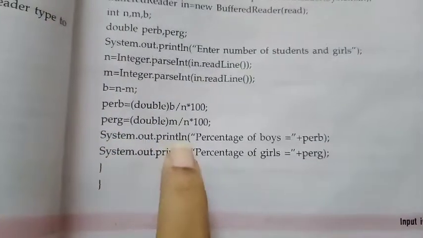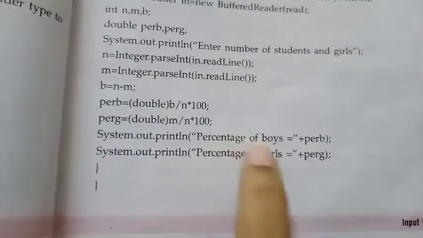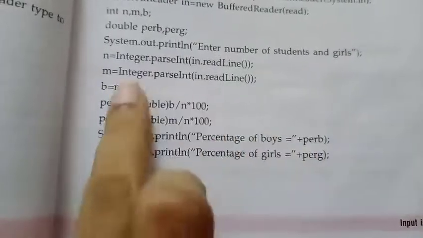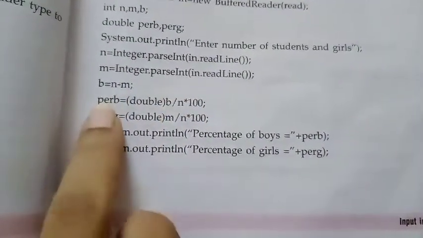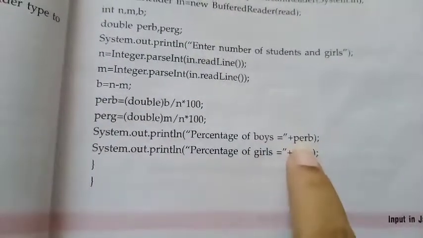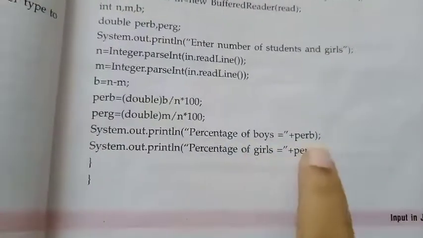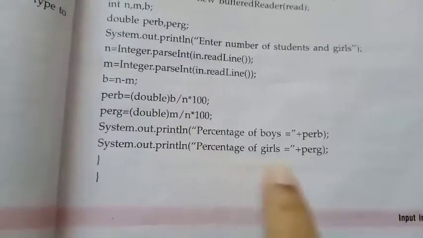Then System.out.println prints the percentage of boys equal to this variable, because this calculation is going to be done and the value saved in this variable. So this gives you the percentage of boys. The percentage of boys value will be displayed, and the percentage of girls value will be displayed.